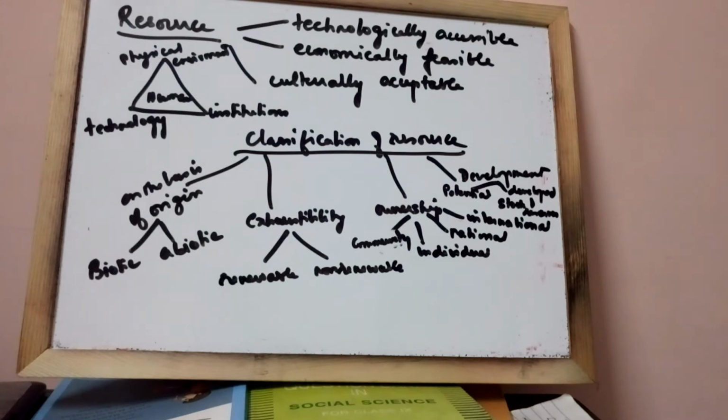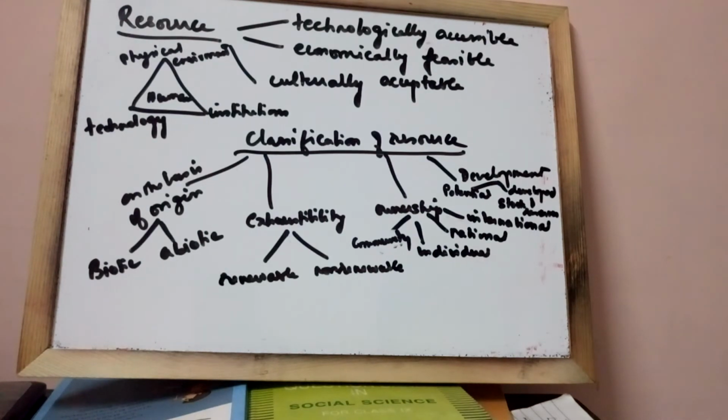We have seen that resources are free gifts of nature because they are available in nature. That is why they are called natural resources. And resources are a function of human activities. People transform the resources into finished products, and we use them. So resources can be classified on the basis of, first, origin. That is biotic and abiotic, with life and without life.